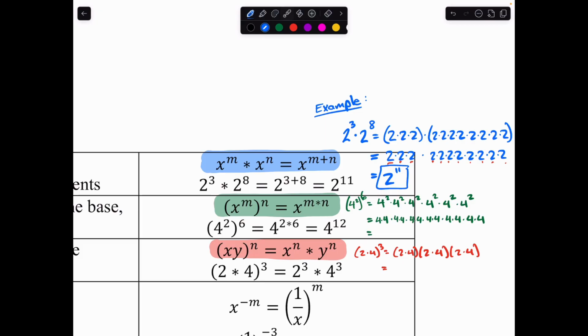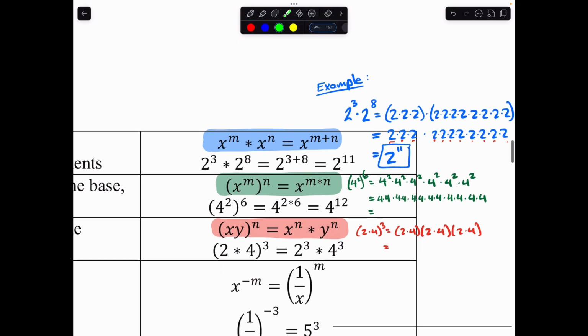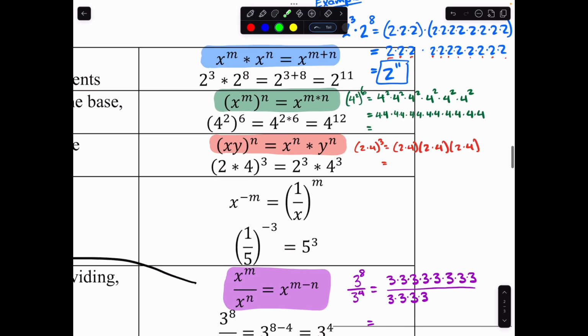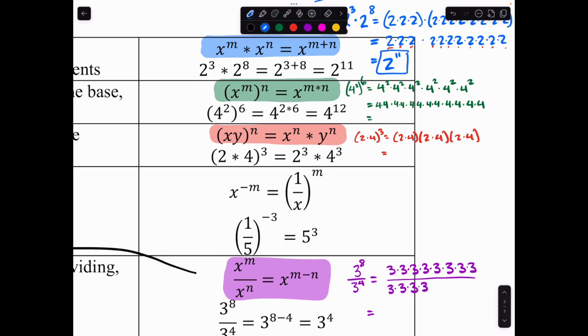And sure enough, 11 is what you get when you add 3 plus 8. So that's where this rule comes from. This isn't a proof. This is just an example to show you what's going on. All right. In the green highlighted property called the power to a power rule, we have exactly that.